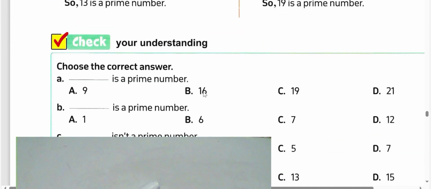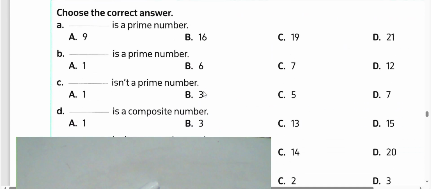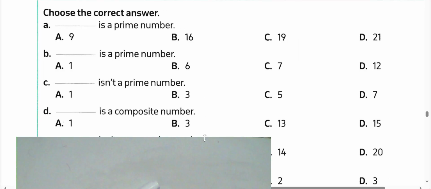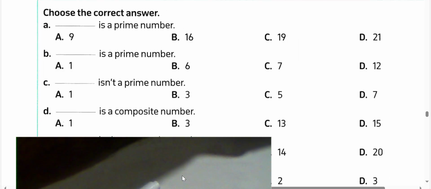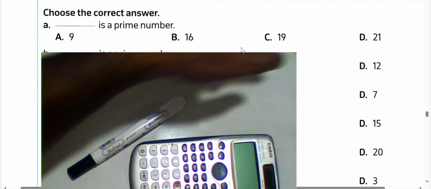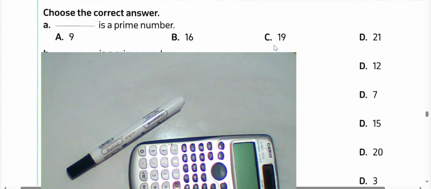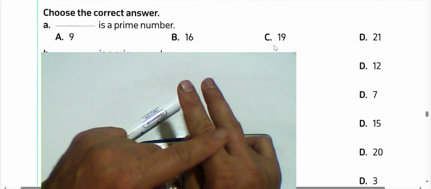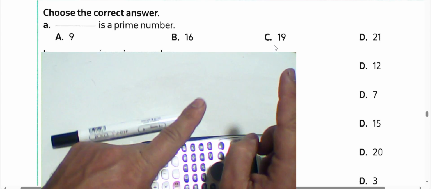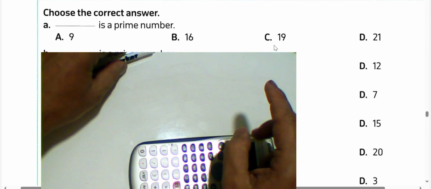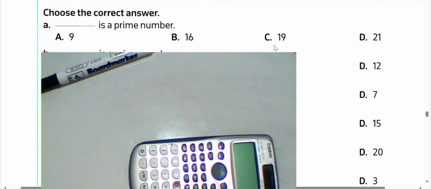Which is a prime number? We know a prime number has only 2 factors. Any prime number can be divided by itself and 1 only. It has 2 factors. 19 here we call a prime number, because 19 can be divided by itself and 1 only, so it has 2 factors.